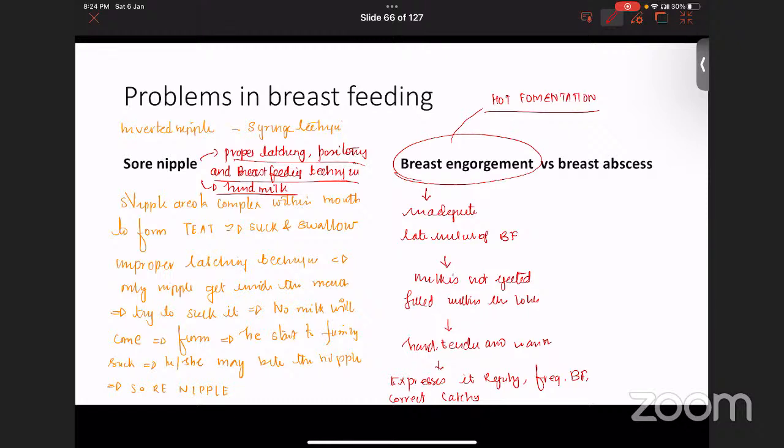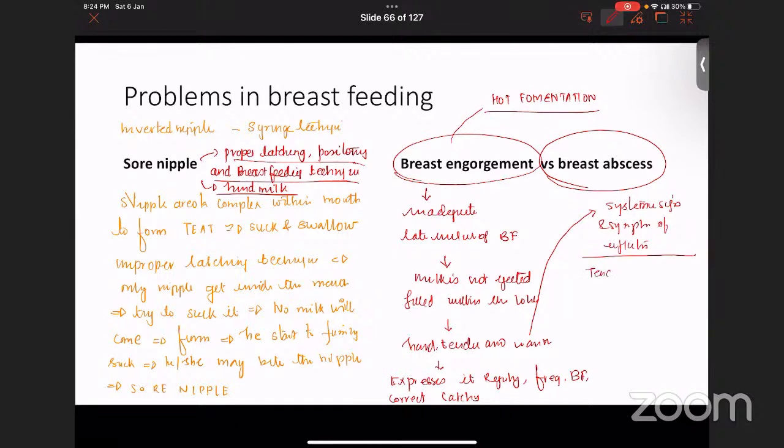But if she doesn't treat it, then it goes to the dangerous condition called breast abscess. Then she will have systemic signs and symptoms of inflammation like severe tenderness, pain, fever, and also pus formation. Then here you have to go for incision and drainage and antibiotics, right?